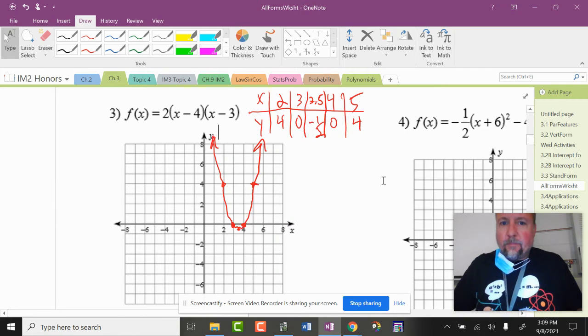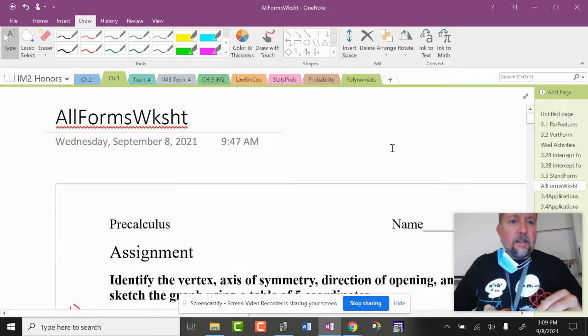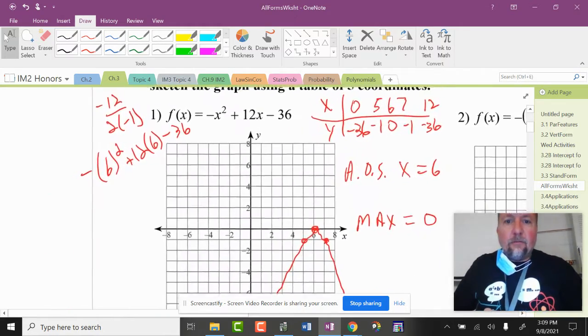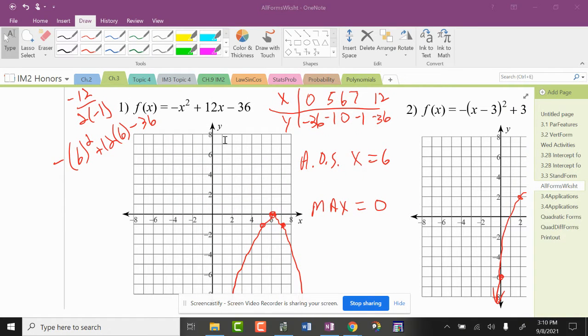So here's a quick brief of what we did in class for this worksheet. I liked it because I really hammered down the forms and when to do what. And you don't need to see my face, so I'll close that off here.